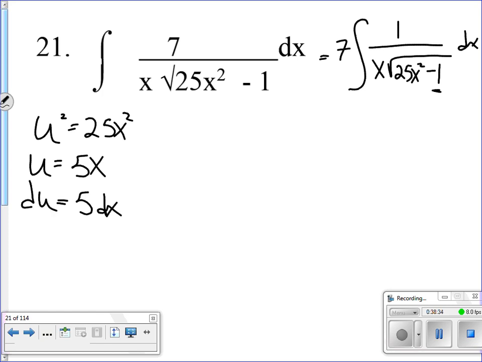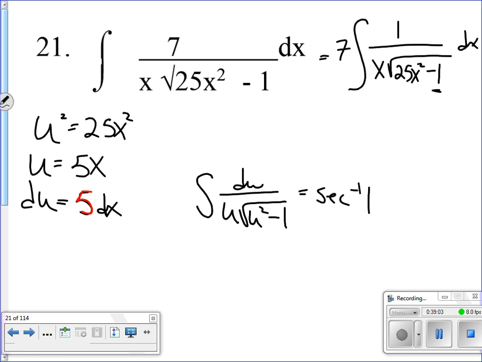Now, we only look for any missing factors of u, but before I put that in there, I just want to remind you of the integral leading to inverse secant. That is the integral of du over u times the square root of u squared minus 1 equals inverse secant absolute value of u plus c. Not only do we have to have a du up in the numerator for this formula, but we have to have the u out front.